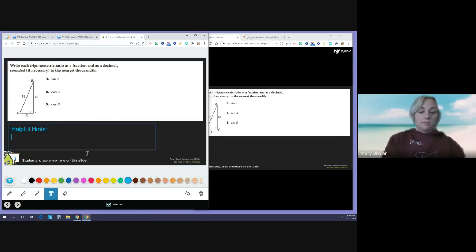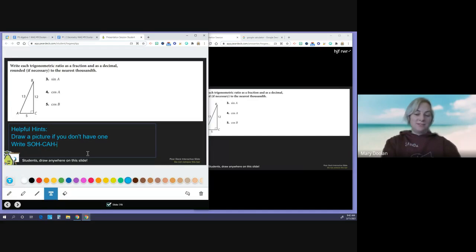Helpful hints. Okay. Draw a picture if you don't have one. Also, write down SOHCAHTOA to remember how the ratios go. So helpful hints. There's two of them. First one here, draw a picture.